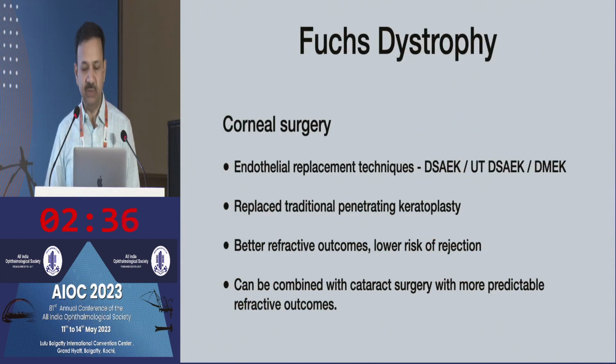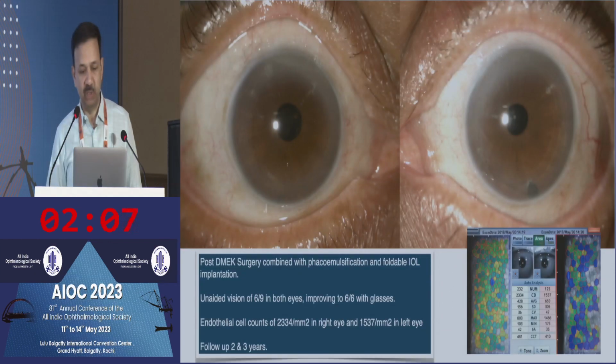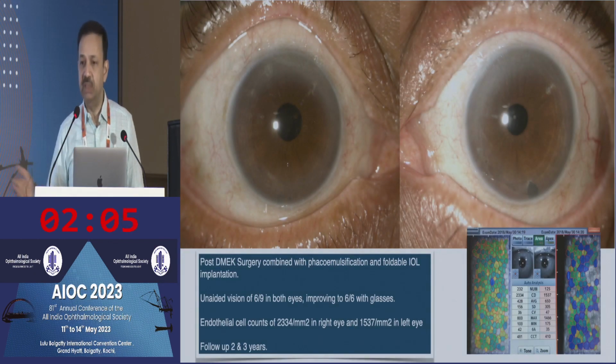So in this kind of scenario, you can do the endothelial keratoplasty, whether you do a DSEK, ultra-thin DSEK, or the DMEK. DMEK is now traditionally the preferred technique in this scenario because it gives better refractive outcomes and faster visual recovery, and it has the lowest risk of rejection, and it can be combined with cataract surgery to give more predictable refractive outcomes. Studies have looked at performing a combined surgery, and they found that combining the two procedures does not increase the risk of postoperative complications.